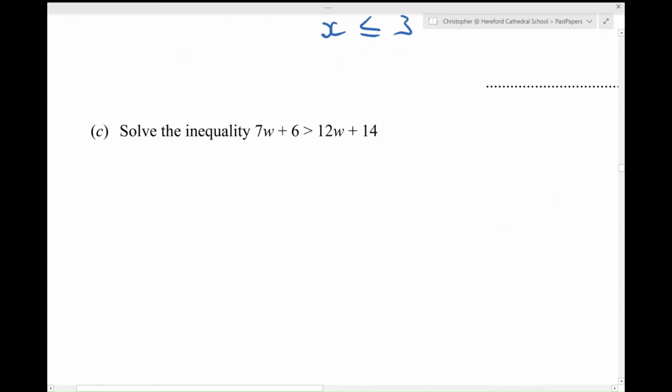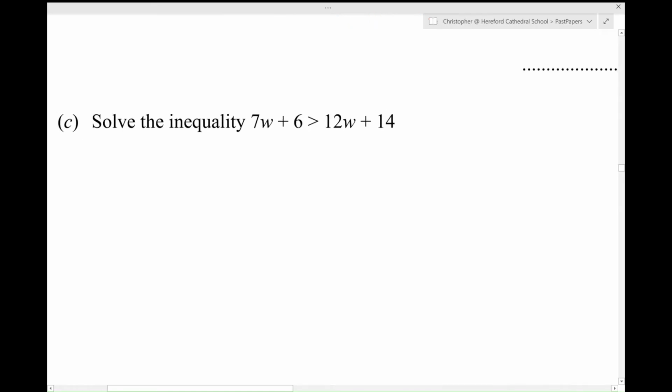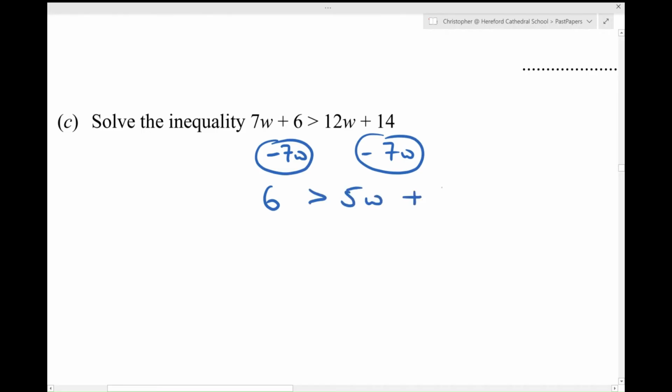Solve the inequality. Right, I'm going to solve this just like an equation. I've got w's on both sides, so I'm going to see which side has the least w's, the left, and get rid of them. To get rid of 7w, I minus 7w. So I'm going to do that from both sides, of course. Leaves me with 6 is greater than 5w plus 14. Get the w's on their own.